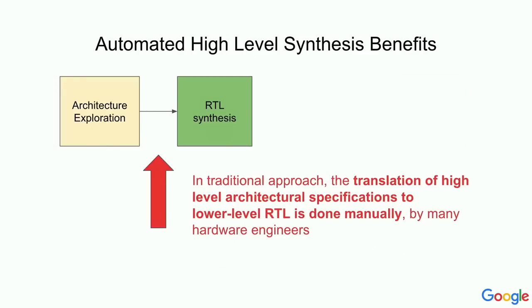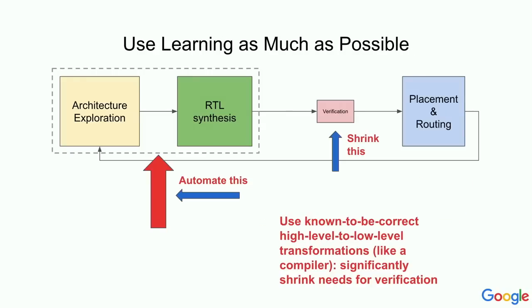So one of the problems is in the approach, the translation of high-level architectural specs to low-level, I mentioned this, low-level RTL is done manually by many hardware engineers. If you use known-to-be-correct transformations, then you're more in a state like software development where you have a compiler, and you usually don't mistrust your compiler in taking your high-level language and mapping it into a low-level system. So if you do that, then you need much less verification in your chip design because you've basically automated synthesis. It's explored a whole bunch of choices. It's come up with some good choices, and those are sort of provably correct transformations into lower-level language.